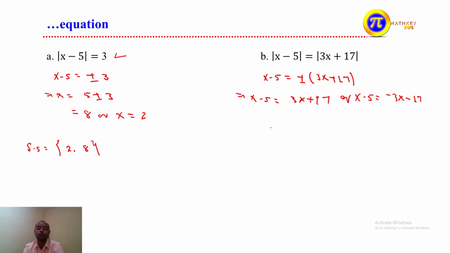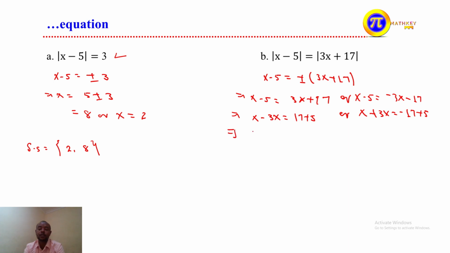Now we can solve these problems. This implies collect like terms. So x minus 3x is equal to 17 plus 5. Or x plus 3x is equivalent to negative 17 plus 5. Collect variables to variables and constants to constants.